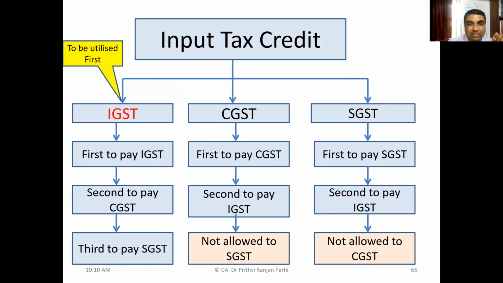Can you look at this order? If CGST credit is there, then what will you do first? Yes, CGST, then IGST, that's it. If SGST is there, first SGST, then IGST. That's it. You cannot use it further for CGST, and here also you cannot use it further for SGST. Is it clear to you now? Yes, sir. Okay. Any other question you have?